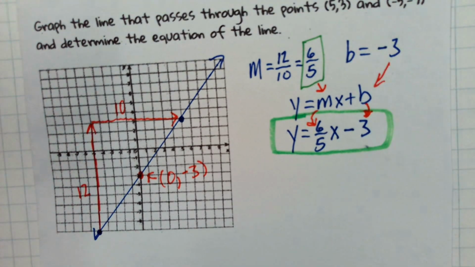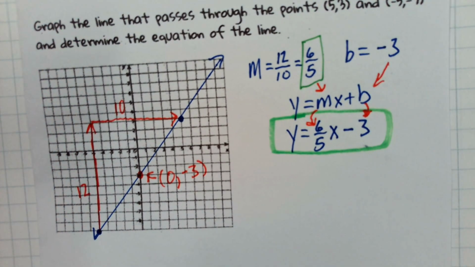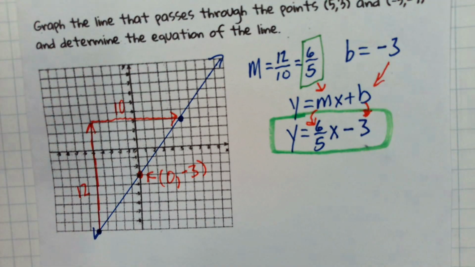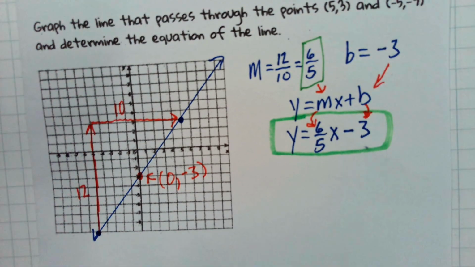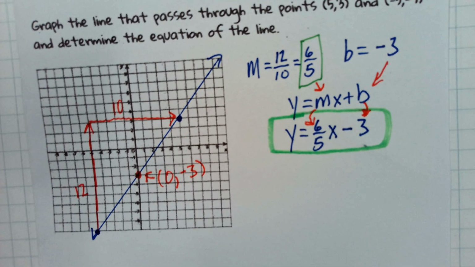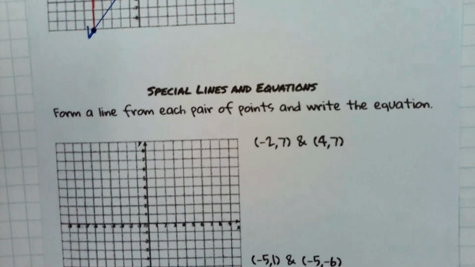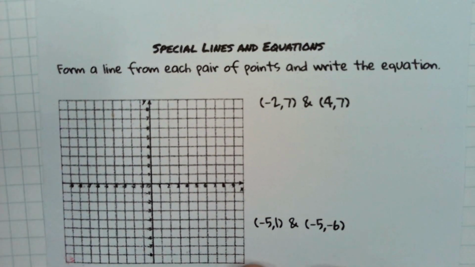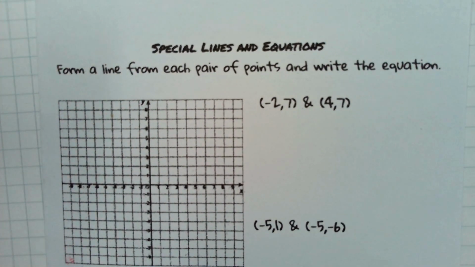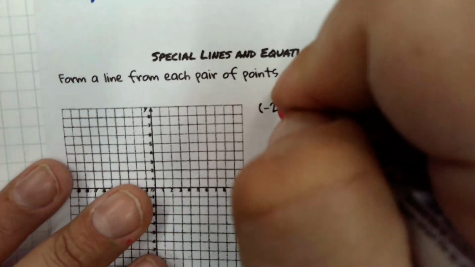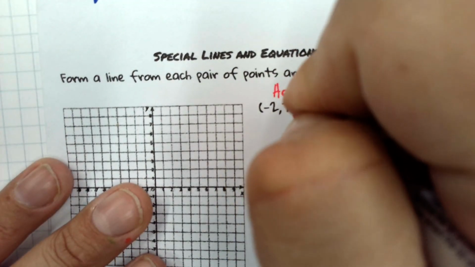All right. Next, we're going to go over two more examples, and these are going to be our special cases. Because if a line is horizontal or vertical, the equations for the line are actually super easy to write, but you've got to recognize them. Are you guys ready to go on to the last one? Okay, here we go. Special lines and equations. We're going to start off with a horizontal line.